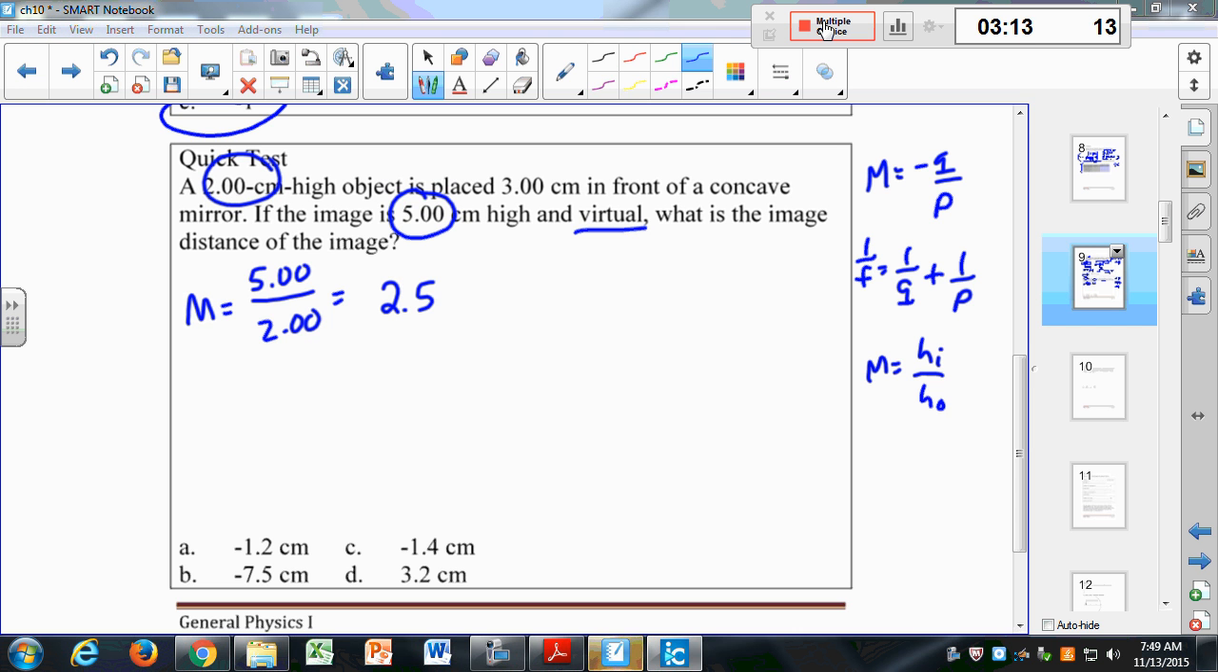Now, we haven't said, is the magnification positive or negative? You need to think about that. Is it positive or negative? I'm not saying. It's either positive or negative.